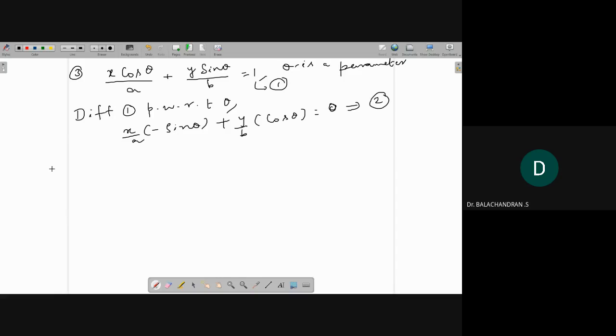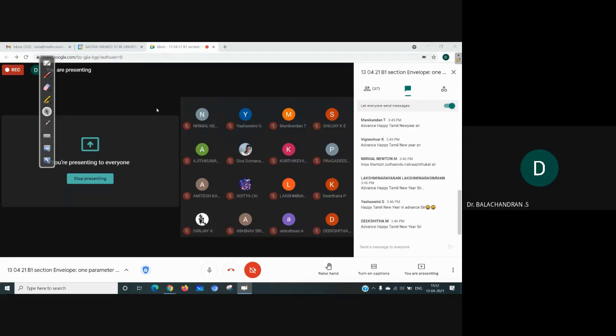I feel the easiest method is, because here we have x by a, here x by a, y by b, y by b, cos theta, sin theta, sin theta, cos theta. Now something should spark in your mind. So squaring and adding. Squaring on both sides and adding. Yeah, that's all. Okay. Very good. So I don't know the name. What is the name? Pragadish. Okay.